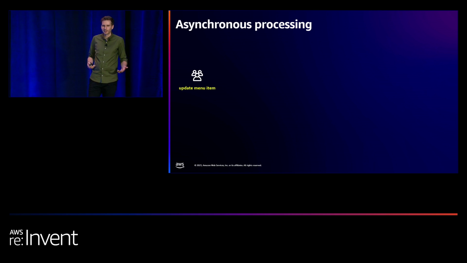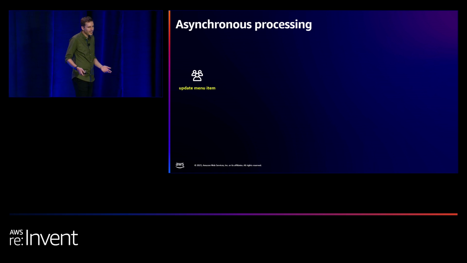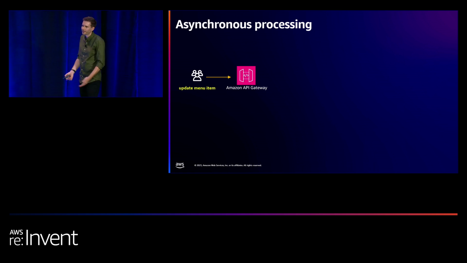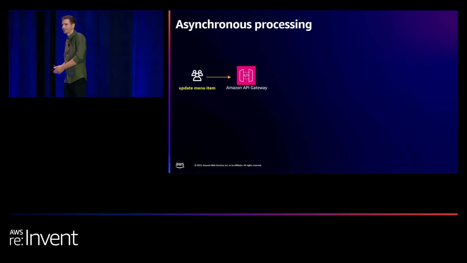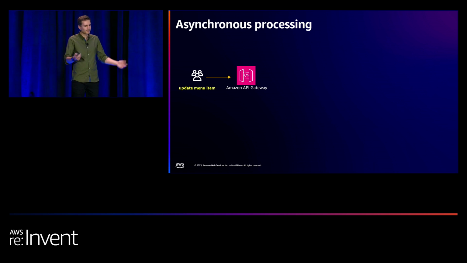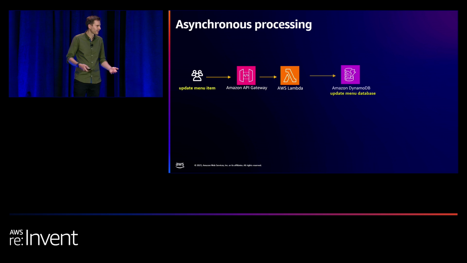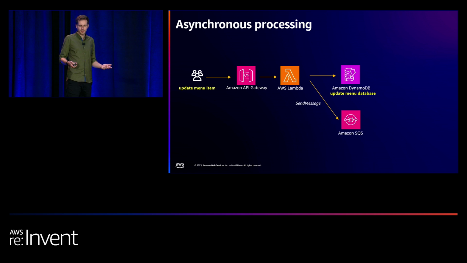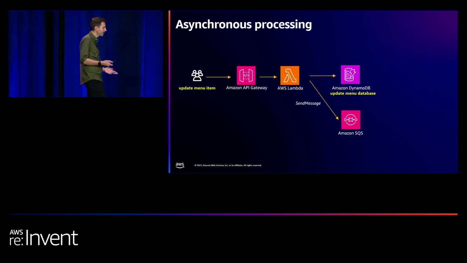Now, I mentioned at the start that the restaurant management software has the ability to create, publish, and update menus. So if a user goes into the system to change something like the price, add a new delicious meal, change the calories, whatever it is, when they click update, the request will go to API Gateway, through to a Lambda function, and update in DynamoDB. But at the same time, we can also send a message to SQS.